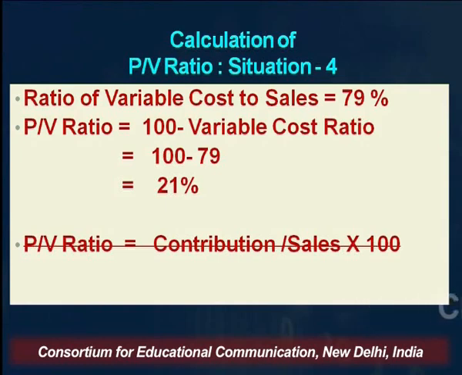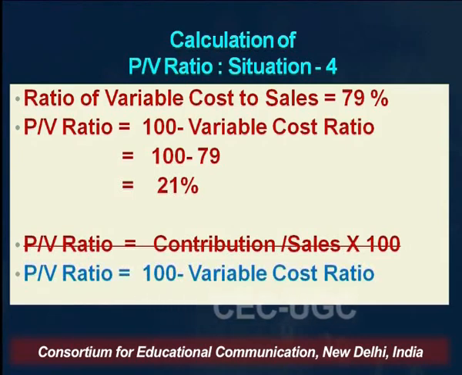Formula is correct, but we cannot apply it here because question doesn't provide us the sales or contribution. It is simply providing us only the ratio of variable cost to sales. So here the PV ratio, the new formula for PV ratio into our kitty of formula is 100 minus variable cost ratio. Now we have got three sets of formula for PV ratio. One is contribution upon sales into 100, second was change in profit upon change in sales into 100, and third is 100 minus variable cost ratio, or you can say 1 minus variable cost ratio.